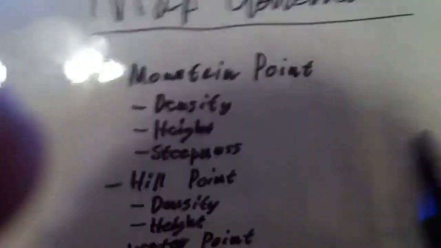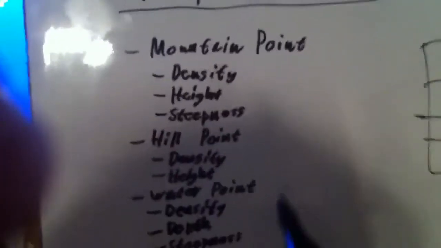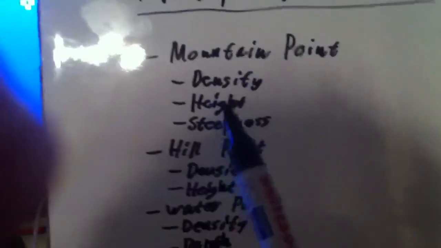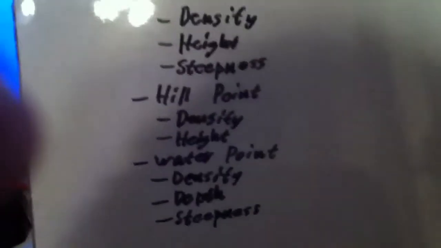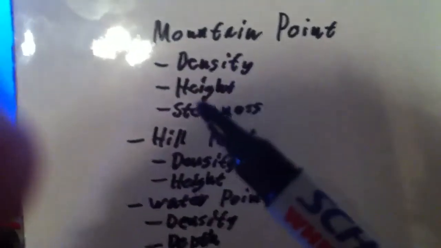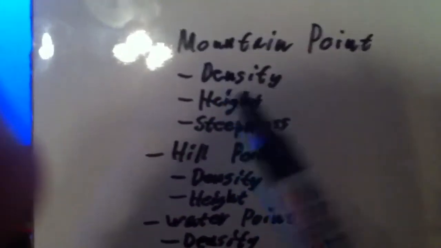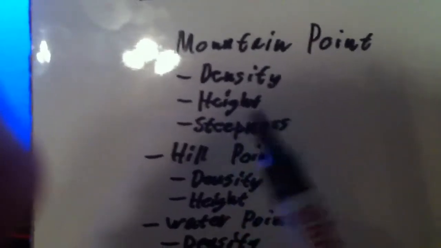What I mentioned in my earlier video about map generation, I talked about mountain points, hill points, and water points. I just drew up a few simple variables to designate how large they are, how high they are, and the steepness. So, for example, you might have a hill like this, or a mountain. The steepness basically says if you have a large steepness or a small one, I'm not sure yet.